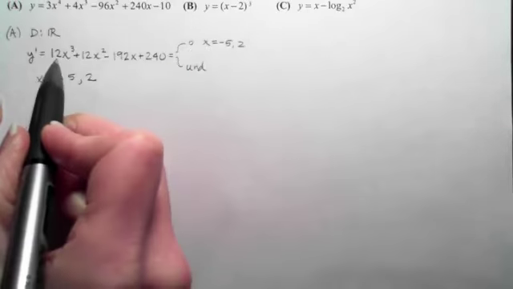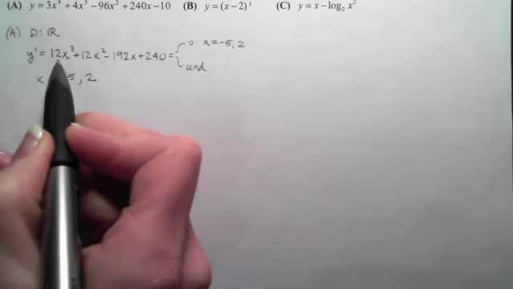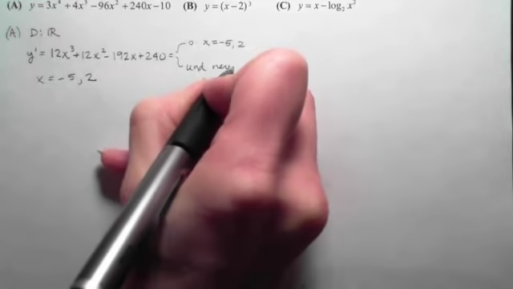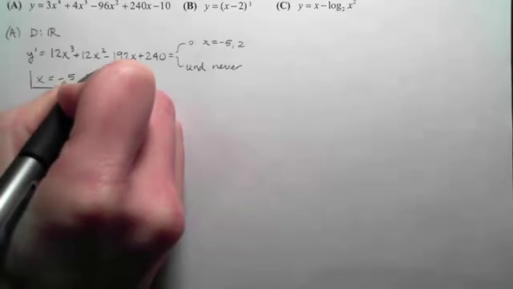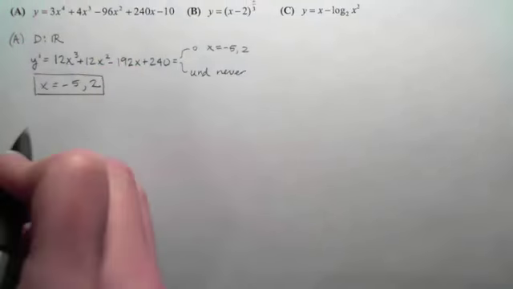The undefines, well, that's going to be when I have problems here. There's no division, there's no even roots, and there are no logs, so we're never undefined. So that means my only critical values are -5 and 2. So next, let's look at B.